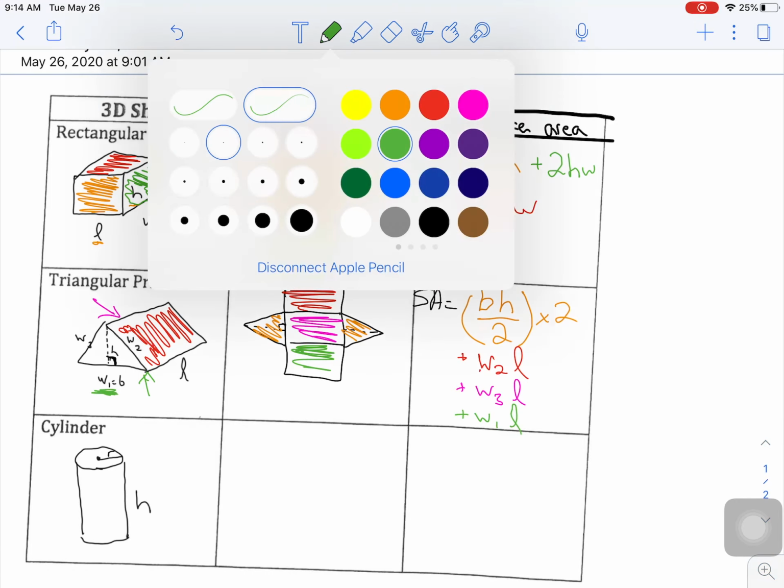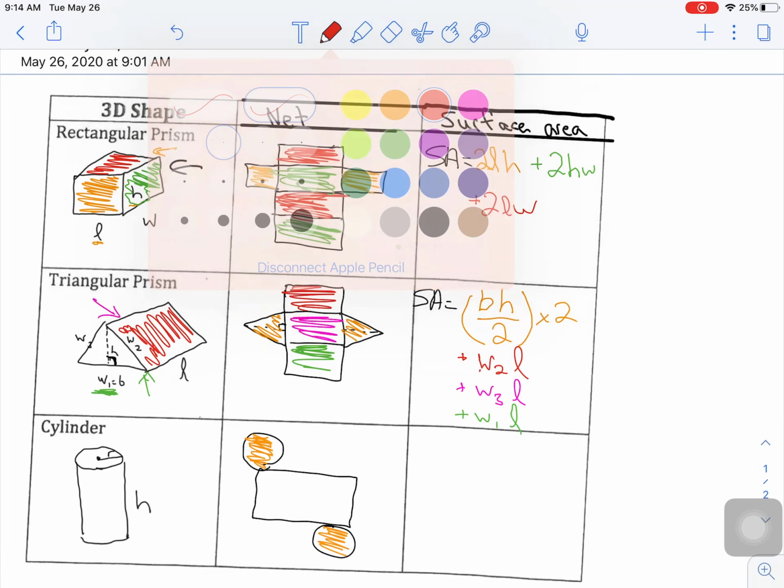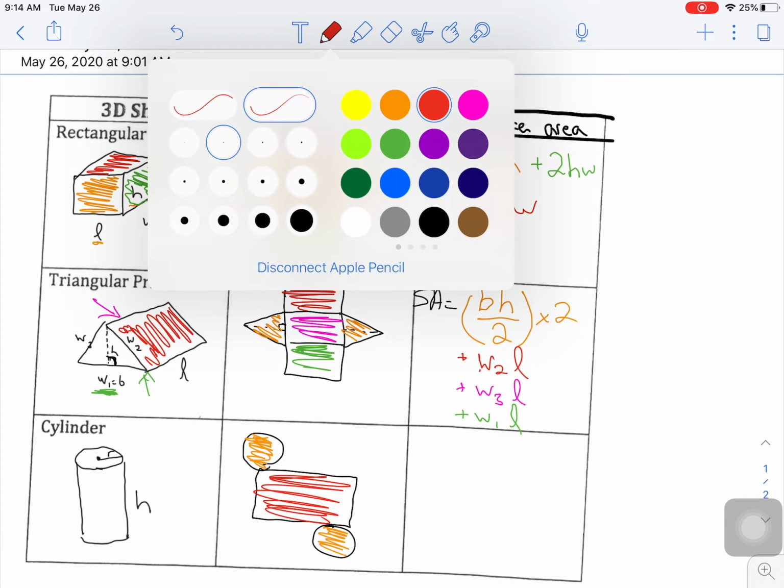This last one we did a whole exercise solving, so I'm not going to go through that whole exercise again, but I'll draw the net out for us. We can see there are two distinct shapes here. First, we have our orange circles, and then our red rectangle.